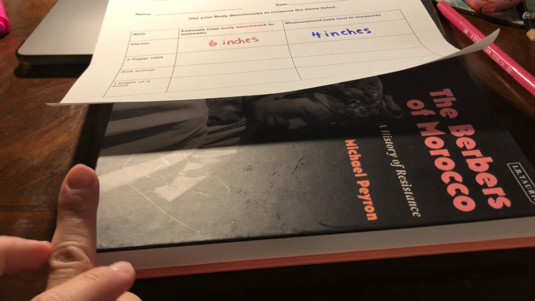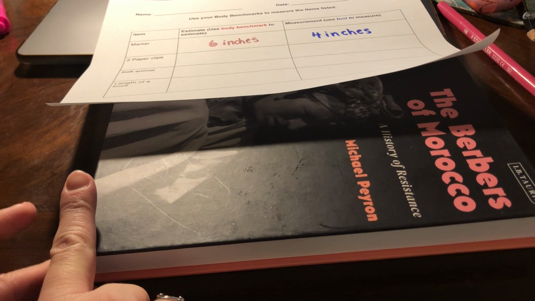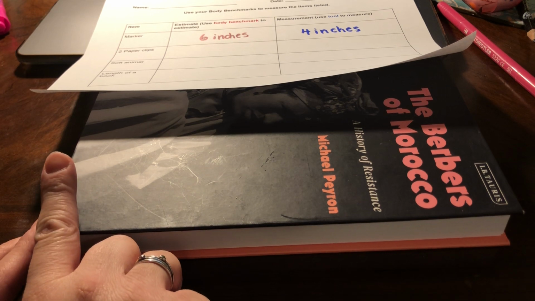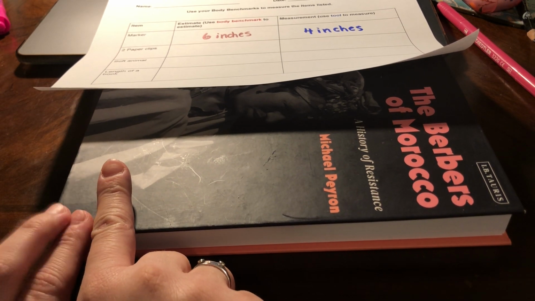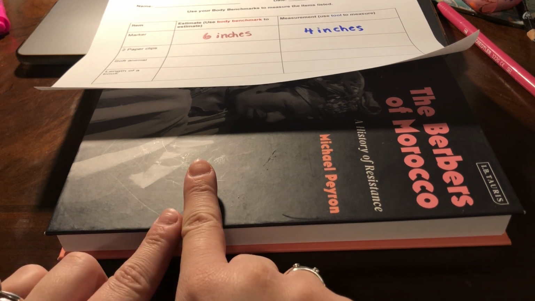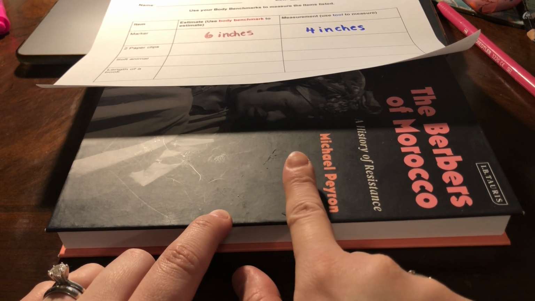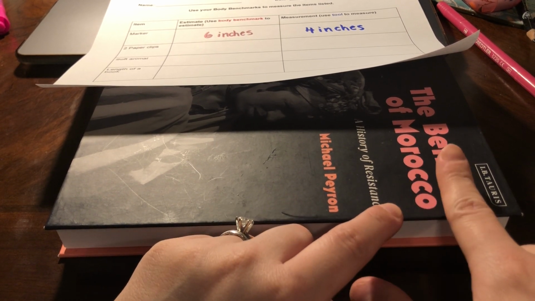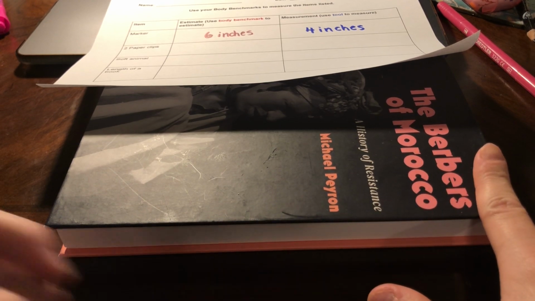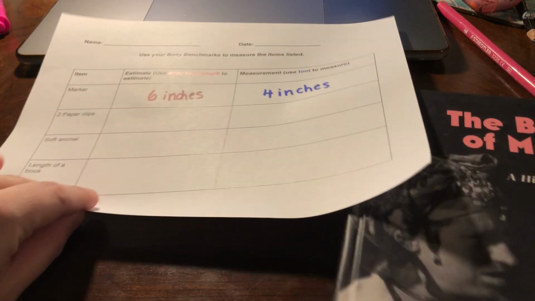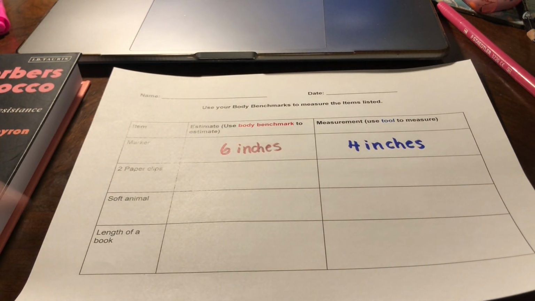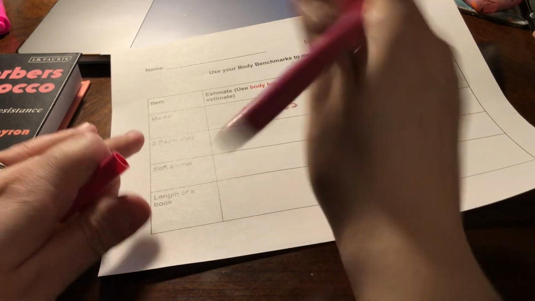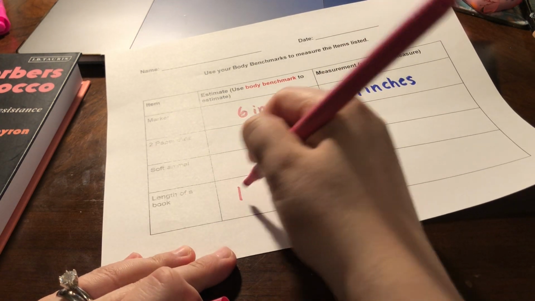And I'm going to use that knuckle measurement again, the width of my knuckle, to measure one end of the length of the book to the other. Okay? So 1, 2, 3, 4, 5, 6, 7, 8, 9, 10, 11. So I'm getting about 11 inches when I estimate using my body benchmark. So I'm going to write down in the length of book section 11 inches where my body benchmark column is.